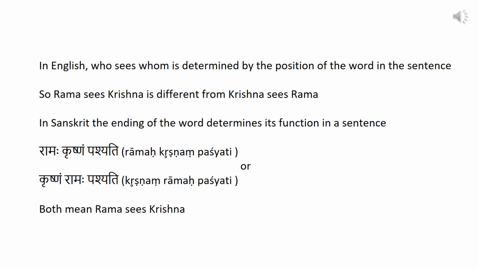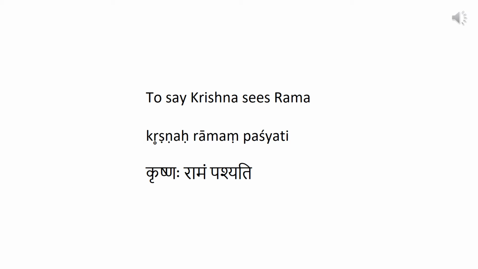In Sanskrit, the subject and object of a sentence is rendered differently. Rama, when rendered as a subject, becomes Ramah. Similarly, Krishna, when used as an object, becomes Krishnam. So even if we said Krishnam Ramah Pashyati, the meaning would not change. It would still mean Rama sees Krishna. If we wanted to say Krishna sees Rama, we would say Krishnah Ramam Pashyati.